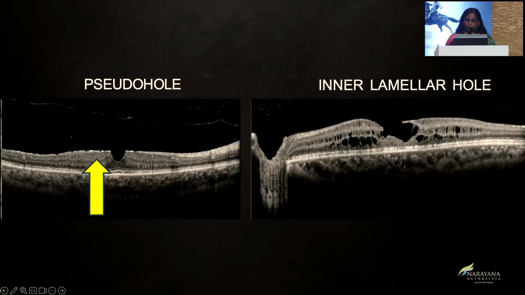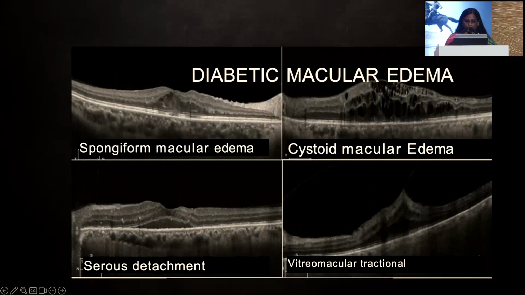We also have a pseudo hole wherein you can see that the ERM is causing a tangential traction and there is a verticalization of the fovea. So that's a pseudo hole. And then you may have a lamellar hole, where typically you may have a split in the retinal layers. There can be loss of tissue as well.